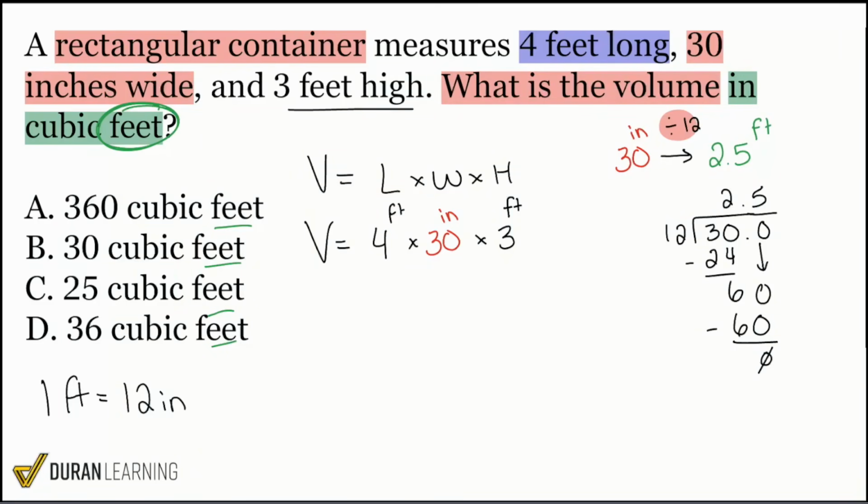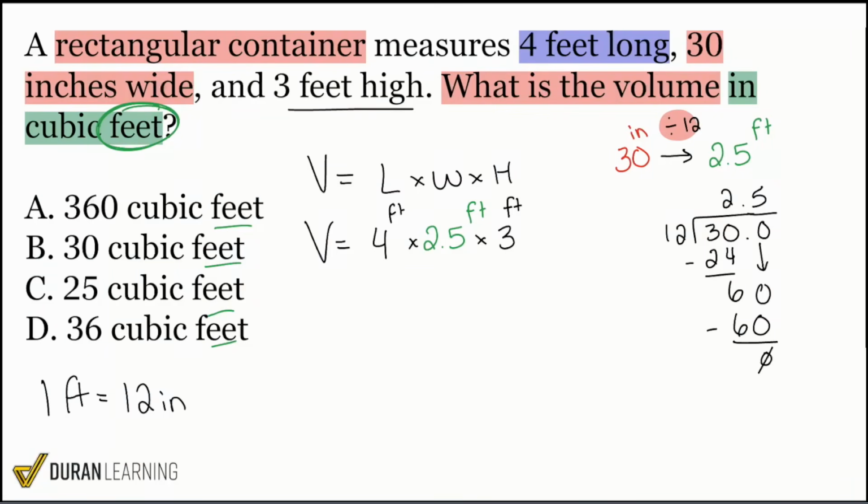So we end up getting 30 inches is 2.5 feet. So here's where we're at, everyone. 4 times 30 times 3 will not work because we're looking for our answer in cubic feet, but one of the dimensions is in inches. So what we're going to do is we're actually going to erase right over here. Let's erase the inches being presented, and we'll swap that out with the 2.5 feet. Now we're good to go because now that everything is written in terms of feet, we're set.